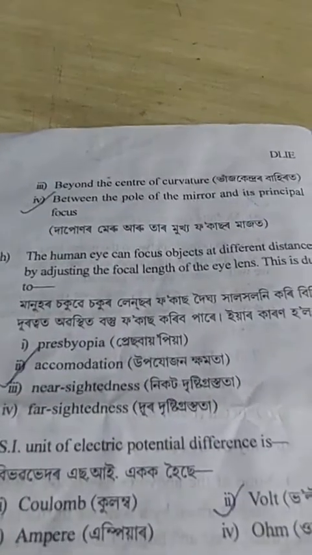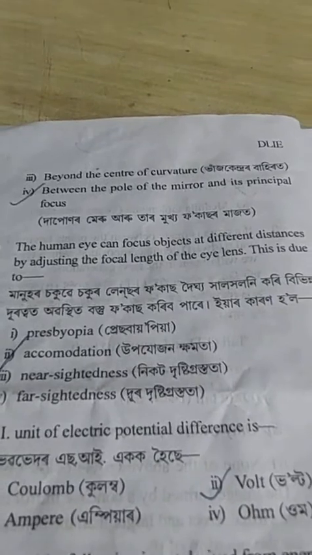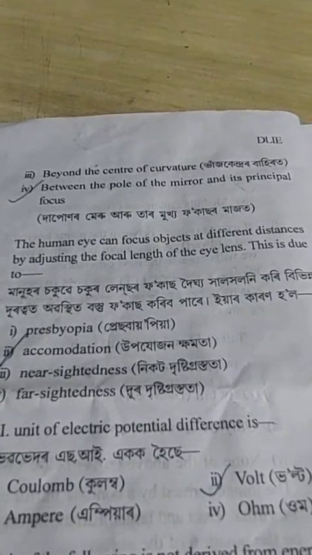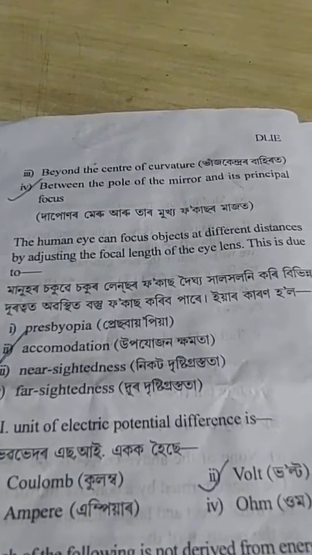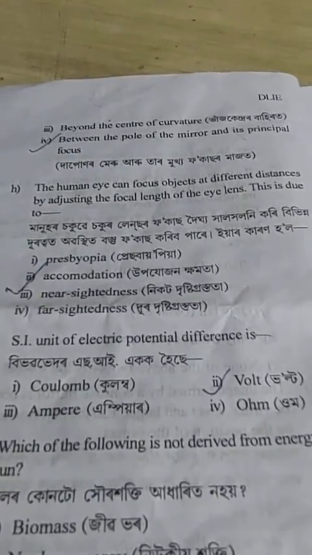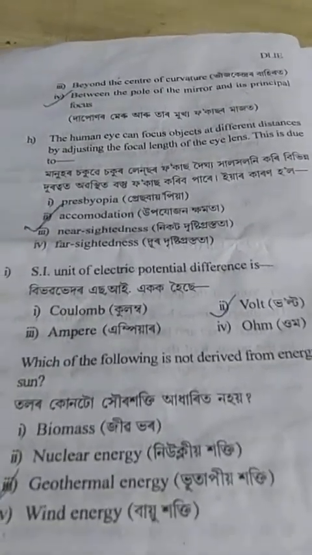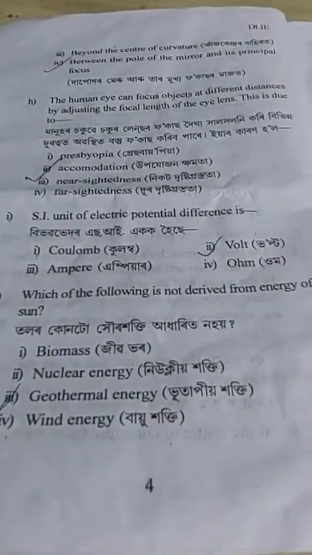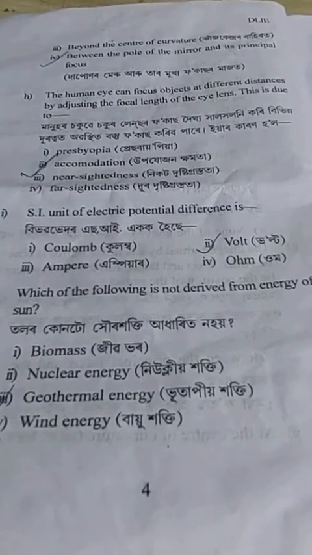Correct answer. The human eye can focus objects at different distances by adjusting the focal length of the eye lens. This is due to accommodation. SI unit of electric potential difference is volt. Which of the following is not derived from the energy of the sun? Geothermal energy.